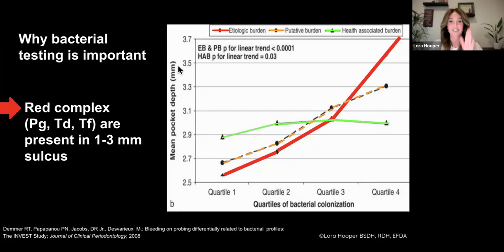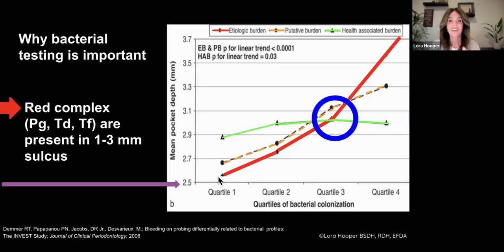So look on the left-hand side, you're looking at your pocket depth, and going across horizontally on the right, you're seeing these quartiles as they grow. And then we're looking at the red complex in red, we're looking at the orange complex, and we're looking at the green, the healthy species. What I want you to notice is that those red complex are there in as little as a 2.5 millimeter pocket. In fact, at 3 millimeters is when we see that the red complex gets into dysbiosis.